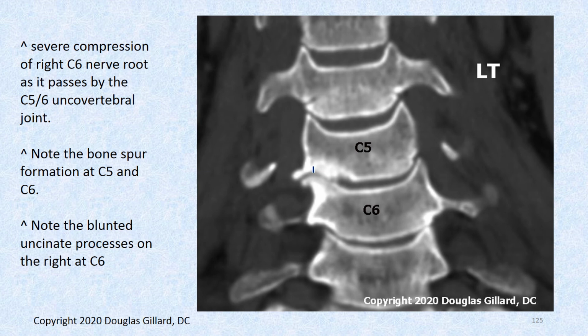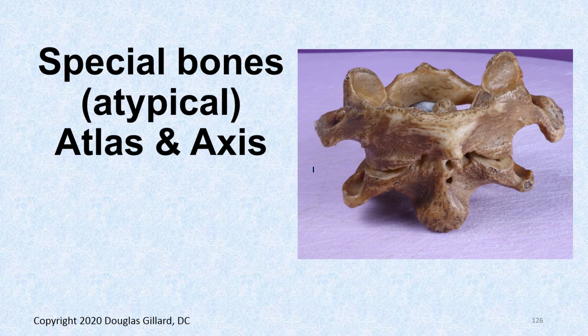All right, special bones. Let's go a little bit more. Atlas and axis. It's a really nice image with my camera. I've been playing around with my photography. That looks pretty good, though, from here. But this is an A to P view of the top two bones. This is atlas right here, and this is axis underneath.